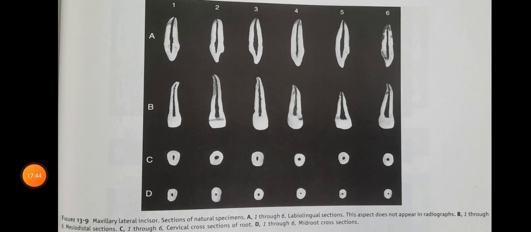Let's have a discussion on the mesiodistal section. You can see this in figure 13.9 B. The pulp cavity closely follows the external outline of the tooth. The pulp projections or pulp horns appear to be blunted when viewed from the labial aspect of the tooth.